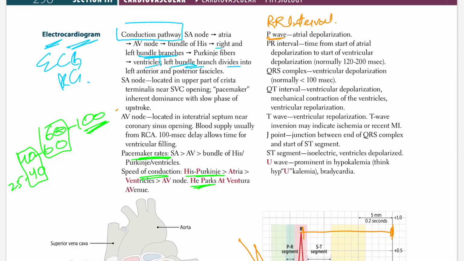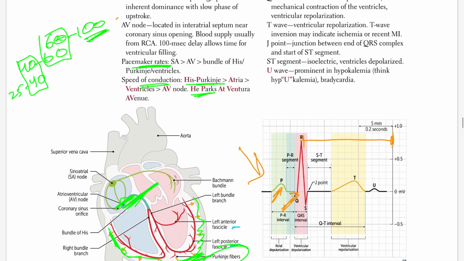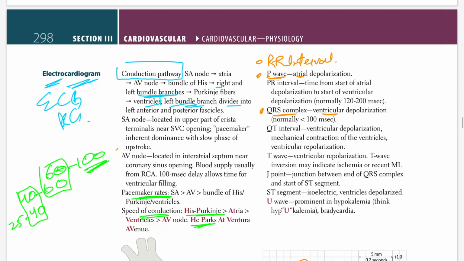After looking at the RR interval, we look at the QRS complex. The QRS complex is ventricular depolarization, as the P wave was atrial depolarization. We say, okay, we have a proper QRS complex, which tells us about ventricular depolarization. And that is usually less than 100 milliseconds.